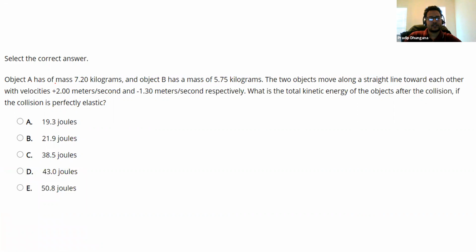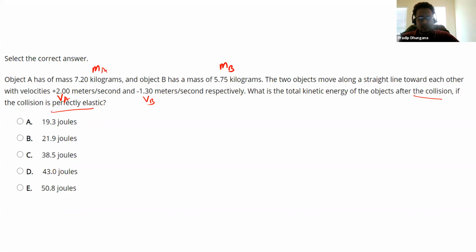So the question is, object A has a mass of 7.20 kilogram, and object B has a mass of 5.75 kilogram. The two objects move along a straight line toward each other with velocity of object A and velocity of object B being 2 meters per second and negative 1.30 meter per second respectively. What is the total kinetic energy of the objects after the collision if the collision is perfectly elastic?